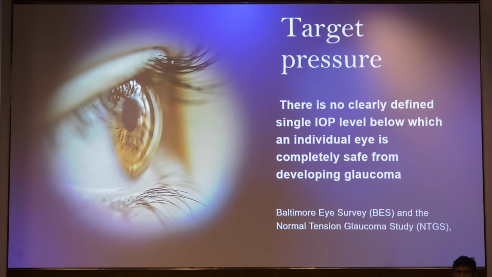But there is no clearly defined single IOP level below which the individual is completely safe from developing glaucoma. This was shown by the Baltimore Eye Survey and the Normal Tension Glaucoma Study.